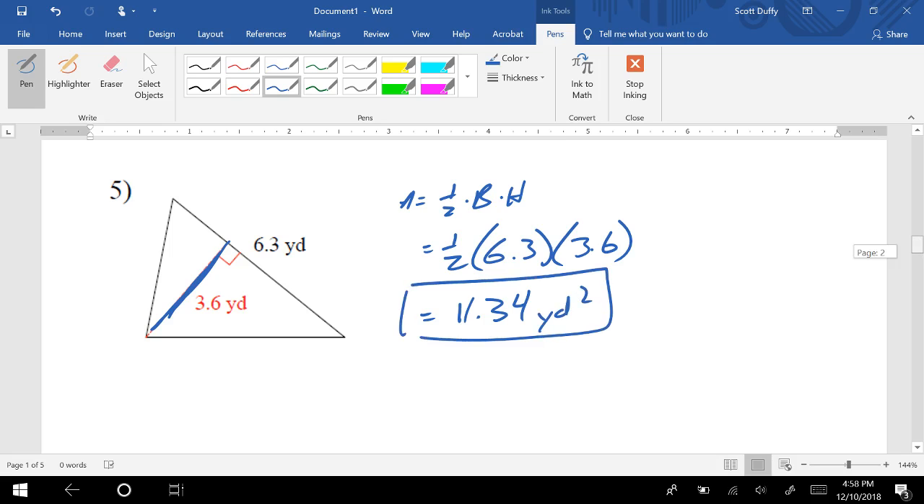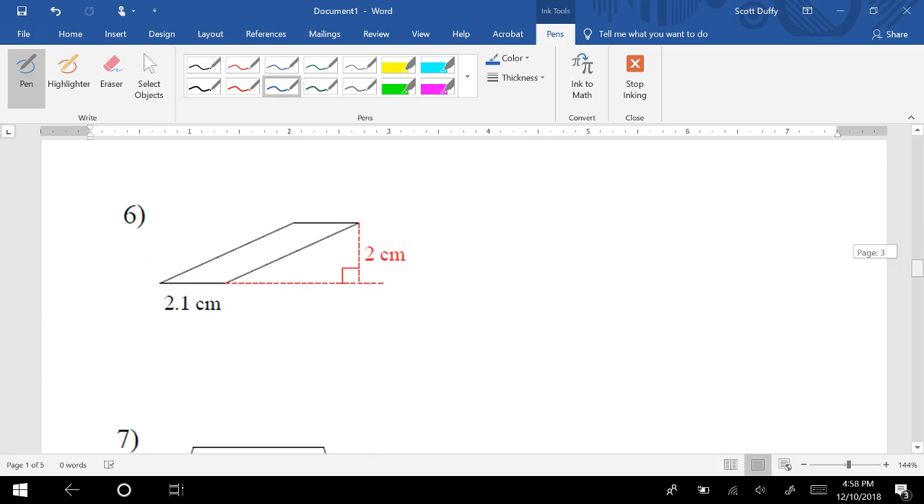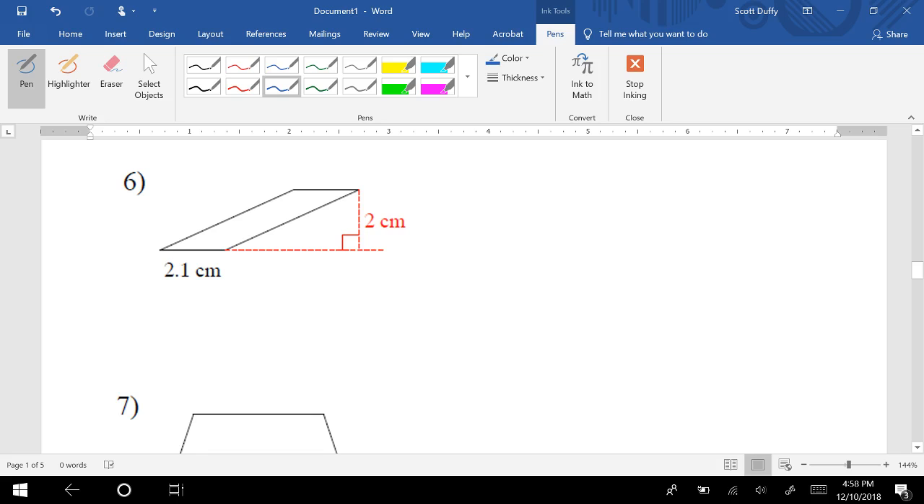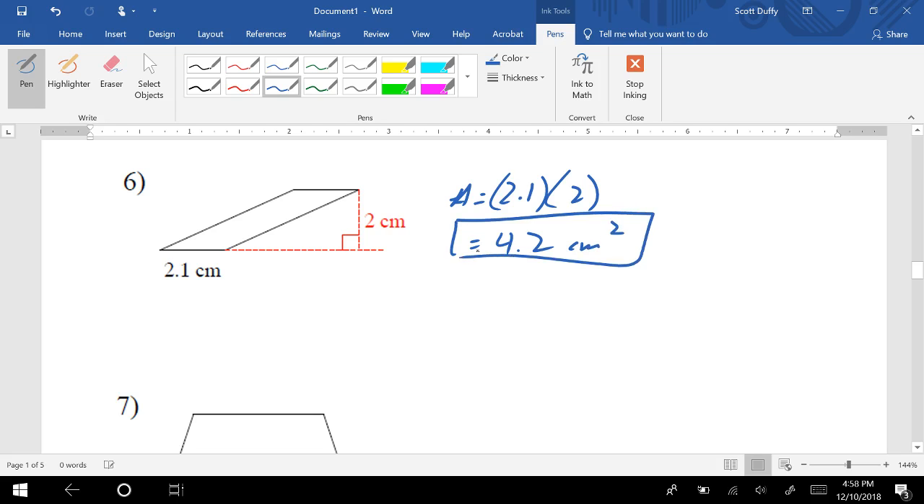Alright, not too much so far. This one's going to be just like the other parallelogram. Base times height. 0.2 square centimeters. Good to go.